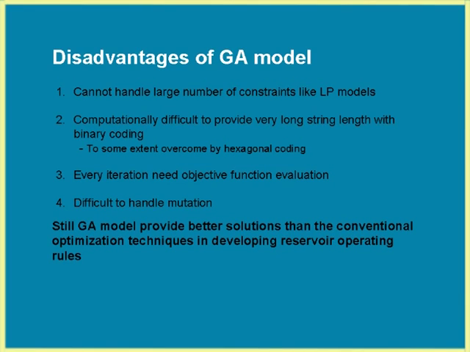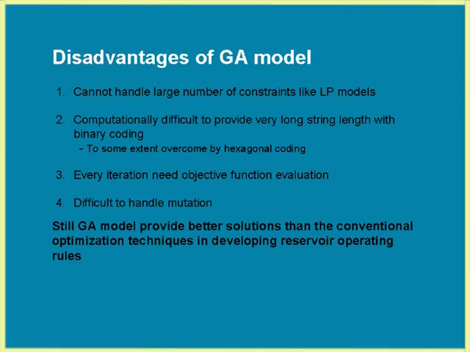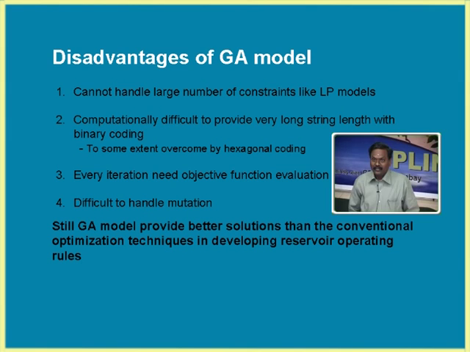Even though GA has a lot of advantages, it still has some disadvantages. It cannot handle a large number of constraints, like LP, which can handle 2000 constraints, 3000 constraints. We have written our own software which can handle 2000 constraints in LP, just for a simple BTAC project. Every iteration needs objective function evaluation. So every iteration I have to decode, find out the fitness value, which is not required in our conventional optimization techniques. It is also very difficult to handle the mutations.